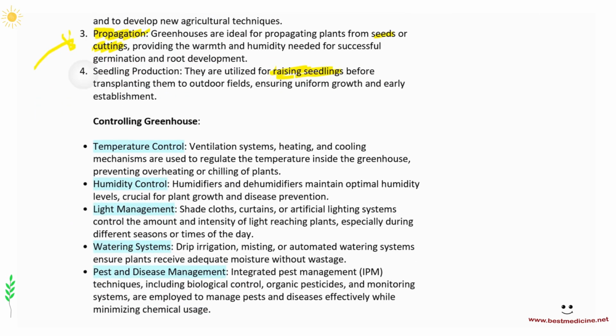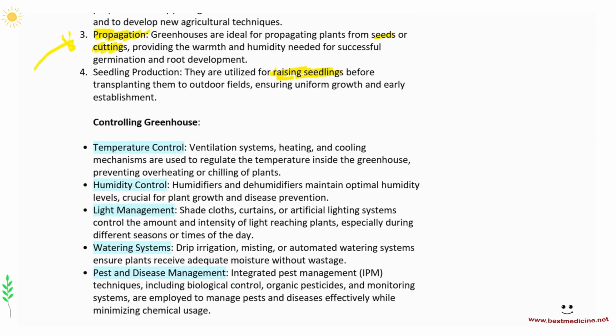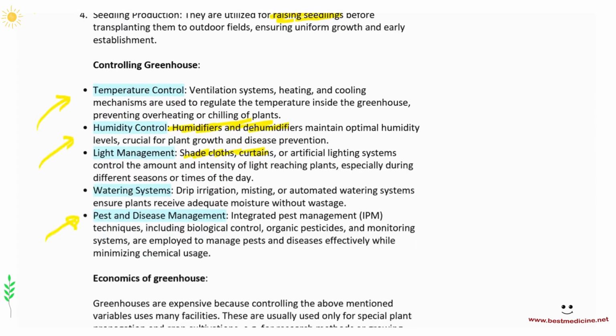How do we control the greenhouse? The greenhouses are expensive because they need to be controlled, right? Their temperature needs to be controlled. They can keep on becoming warmer, so we want to ventilate them, right? Heat and cool them. And so we have these mechanisms put in. So we do temperature control. We also want to control its humidity by humidifiers and dehumidifiers, okay? Light management by shade cloths and curtains. Watering systems like drip irrigation, etc. Pest and disease management, right? Using insecticides and pesticides.